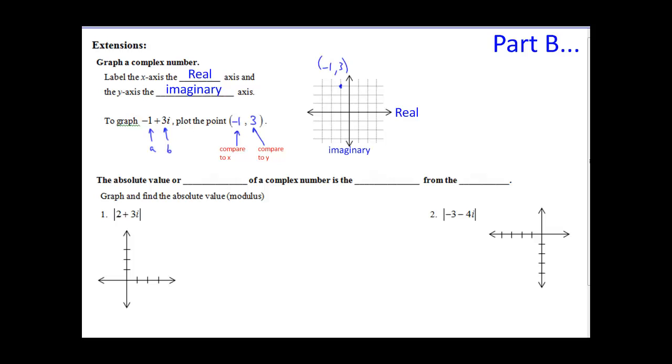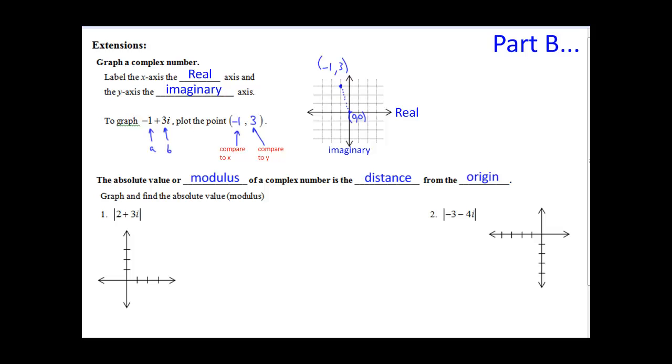The absolute value or modulus of a complex number is the distance from the origin. If we look, this point here is (0, 0), and we're looking at that distance to (-1, 3).